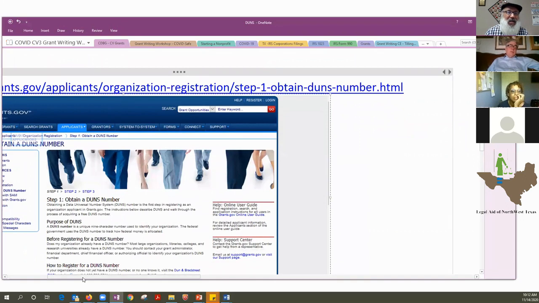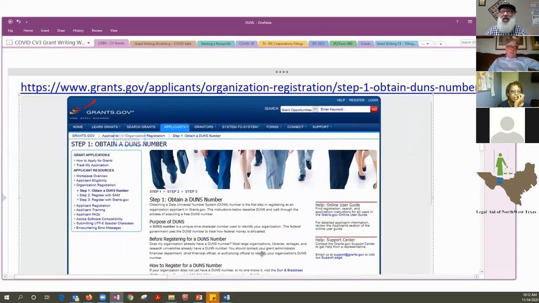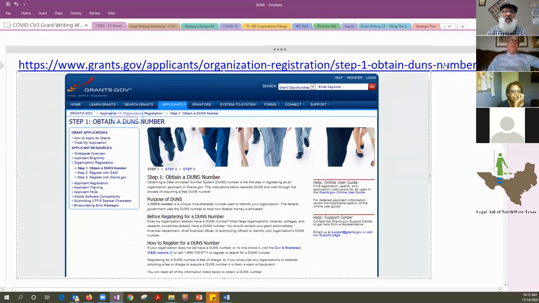A DUNS number is a number that the federal government uses to identify your organization when you're applying for a grant or when you're contracting with the federal government. Now, at some point, once you apply for a DUNS number, you're going to get all kinds of junk email from people offering to help you. And they won't tell you, but they're offering to help you apply for a fee.